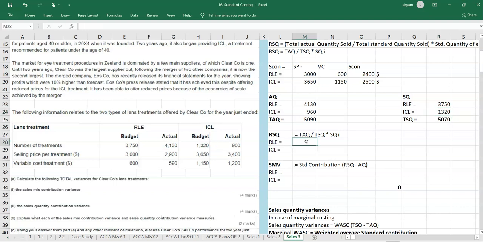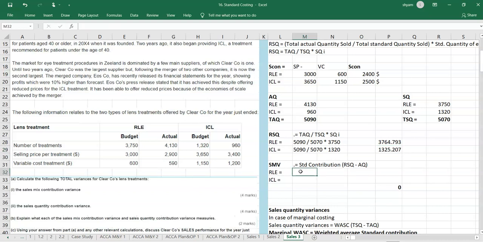So we can easily find TAQ by TSQ into SQI. TAQ is 5090 divided by 5070 into SQI. SQI is the individual one, so it is 3750. Okay, so we got our RSQ. So let's get this number.